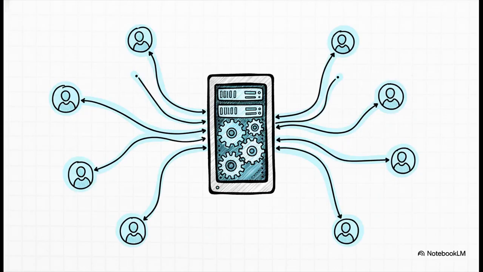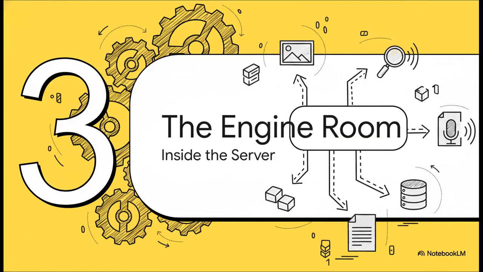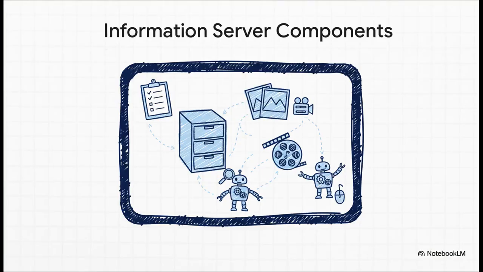And that brings us to the third and final pillar, the information server. This is the absolute powerhouse, the brains of the whole operation. It's juggling all the media files, managing databases, and delivering content to maybe thousands or even millions of people all at once. But the really cool part is what's going on inside this server. All right, let's pop the hood and look at the engine room. Because this information server isn't just one giant computer. It's actually a collection of really specialized components, all working together like a well-oiled machine. You can see here there's a bunch of different parts.